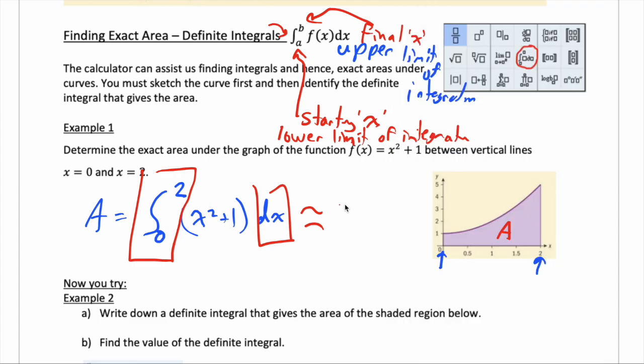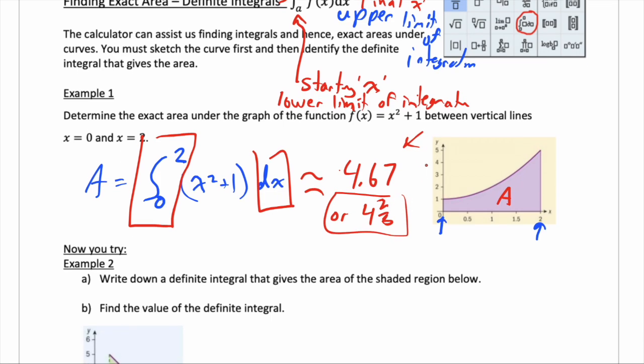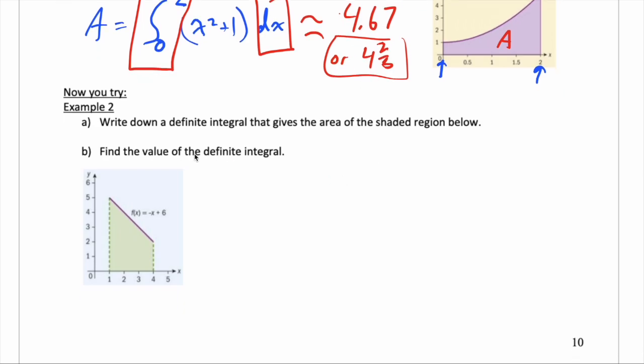So that's 4.67 if you round it. Or you might notice that's exactly 4 2/3. Okay? But you can also round to 3 significant figures on IB tests. Write down the definite integral that gives the area here.